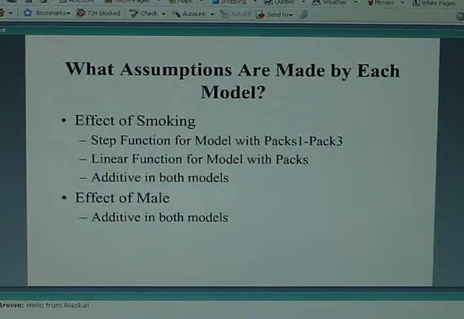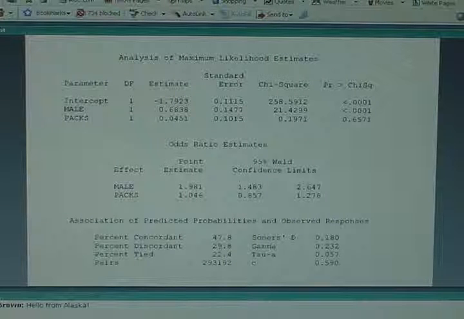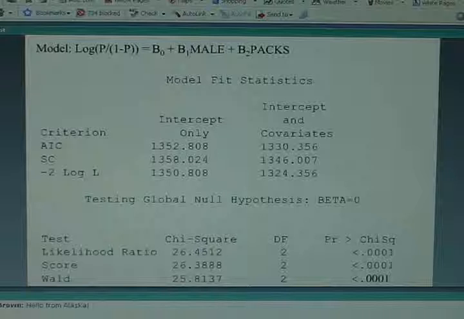it drops, oops, my machine's acting up. It dropped down to 1324. That's a drop not of 29 points, of 26 points of the fit of this model, the model with male and PAX, versus the model with just the intercept. That 26-point drop corresponds to a p-value less than 0.0001.